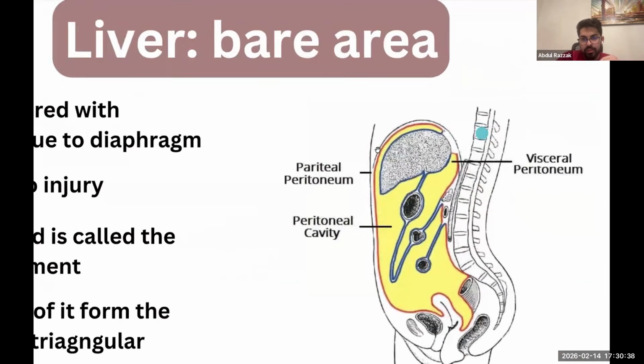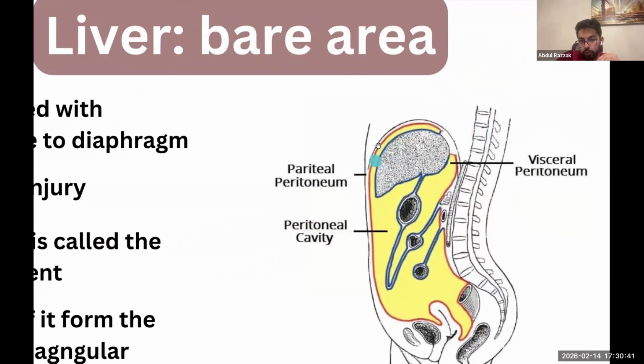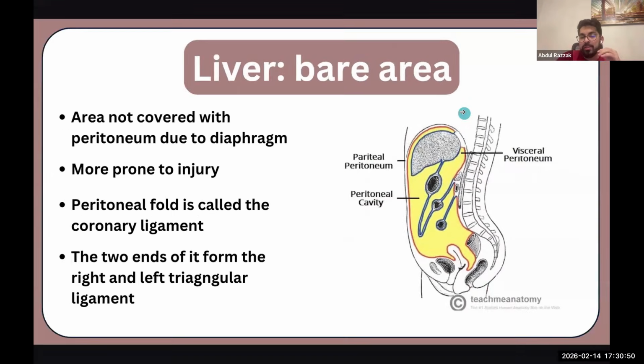Okay. You can see here that the peritoneum is folding around the liver. It is trying to reach this bare area. However, it's not able to because the diaphragm is preventing it. So this area of the liver is bare because the diaphragm is sitting on it, preventing peritoneum from reaching it. So this is very important because this bare area of the liver is more prone to injury than all the other parts of the liver. One of the main functions of peritoneum is protection of the organs. So when you have an area that doesn't have peritoneum, that area is more prone to injury.